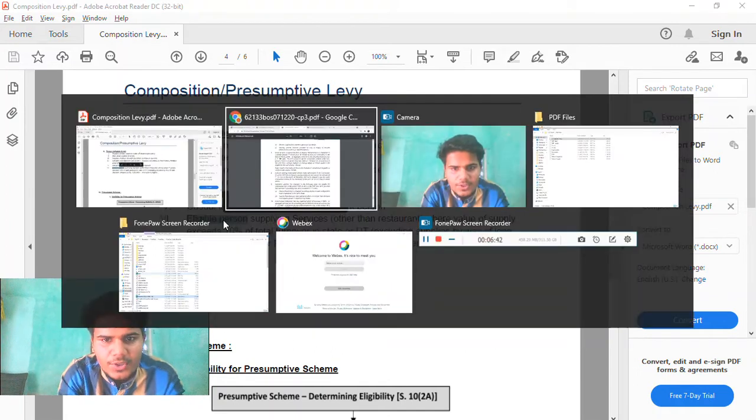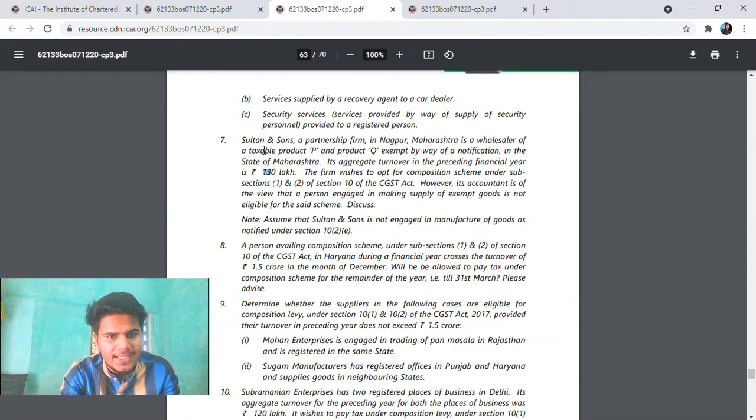Okay, so look, in this question first, the accountant argues that he is making exempt supply. So, okay, he is not correct, because he is not making non-taxable supply, he is making exempt supply. So we can't say he is making non-taxable supply, then he is not eligible for composite scheme. Also making interstate supply, because in the state of Maharashtra he is doing business, and there is no information regarding he is making interstate supply. Okay, so in this question Sultan and Sons is eligible to opt for the composition scheme.